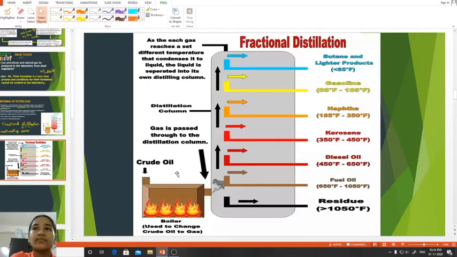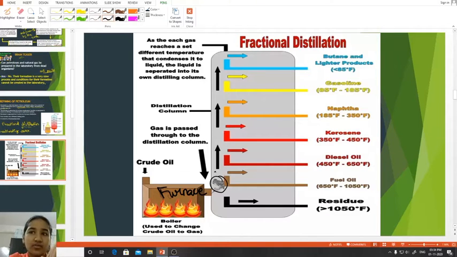Let's see how. Let me explain this process. So it's a pictorial representation over here. We'll see how. First, crude oil is passed into a boiler, or it can also be named your furnace. It's also known as the furnace, where the crude oil is changed into gas. So when this gas is released out, according to its temperature, it starts to settle into its fraction.